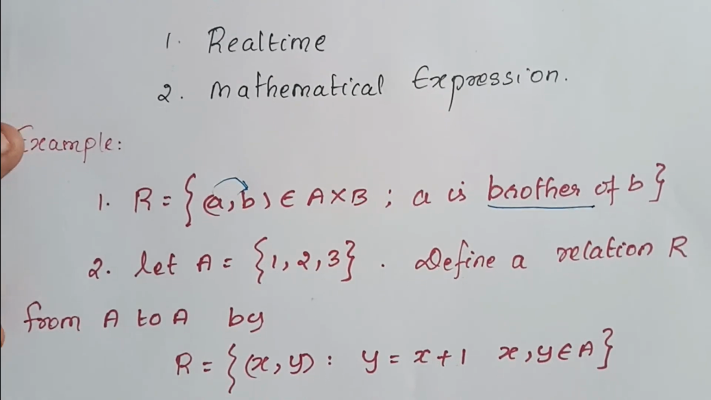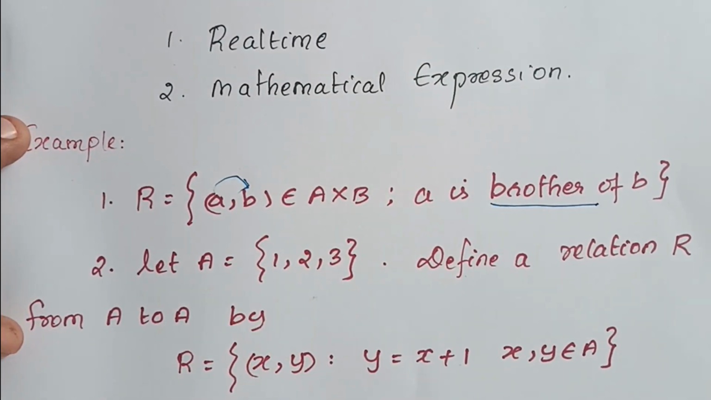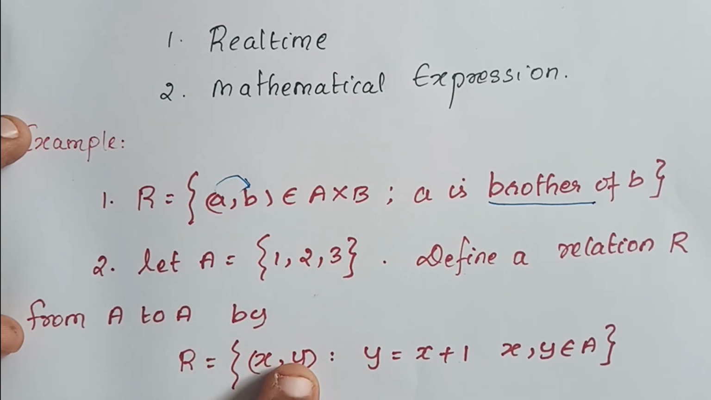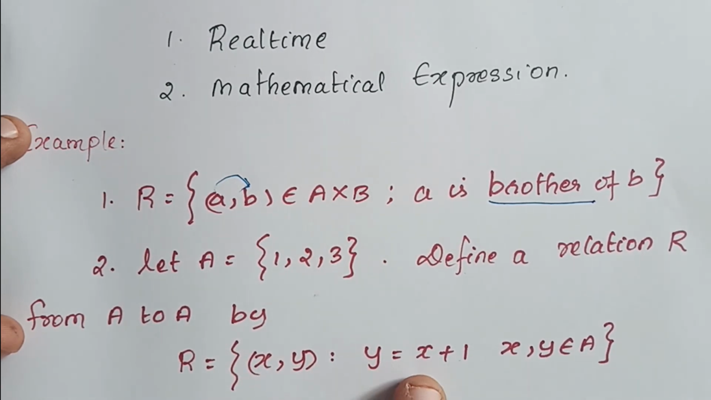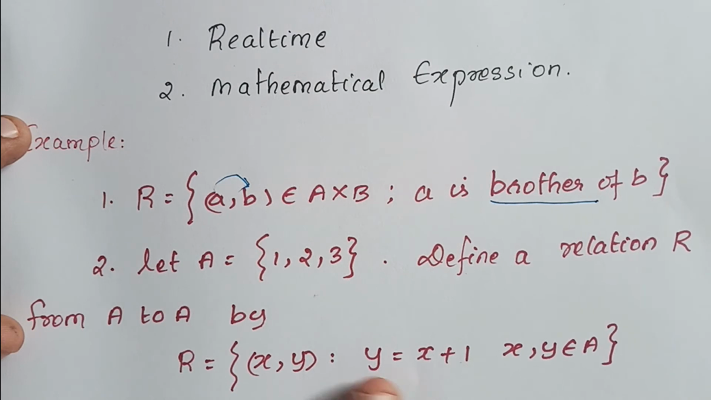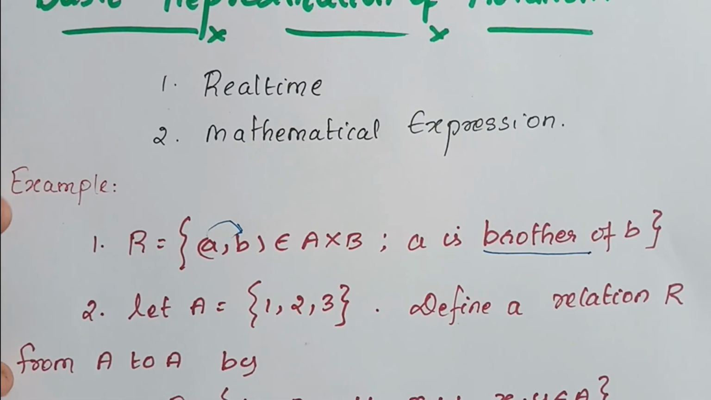In the second example, you see they gave some mathematical expression. So the relationship between X and Y is what? Y equal to X plus 1. You need to satisfy this condition for a relationship. So basically, a relation can be expressed by two types. One is real-time example. The second one is mathematical example.